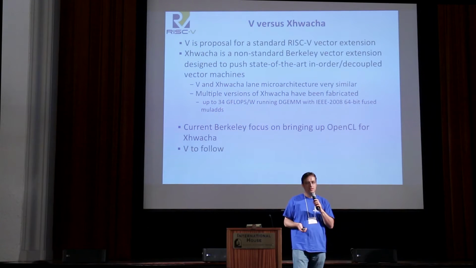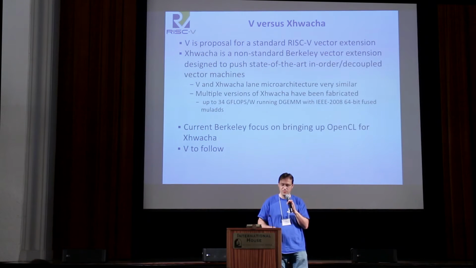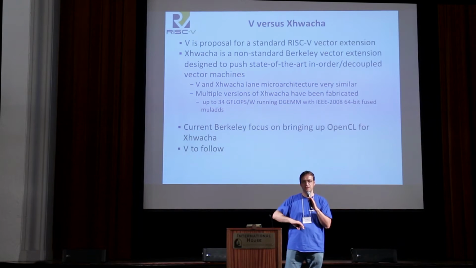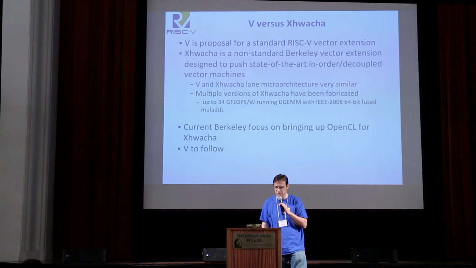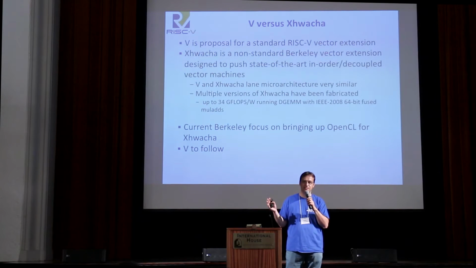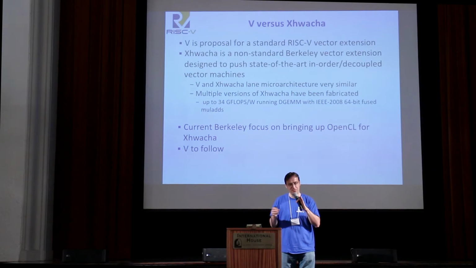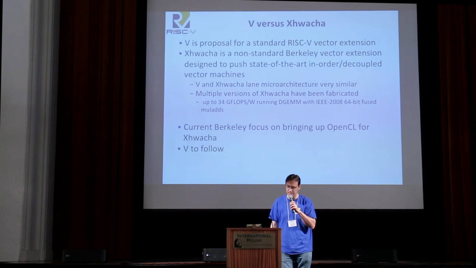Now, we've built a lot of Hwacha machines, and we've done a lot of the RTL design for things like this mixed precision support, so we kind of know how it all works. The lane microarchitecture is very similar. A lot of the differences are in how you fetch, decode and issue instructions. We fabricated things, so for example, running DGEMM, actually running the code with fused adds in 64-bit floating point, we're up to 34 gigaflops per watt, which is, I think, a lot higher than any other commercial chips out there. We're focusing right now on bringing up OpenCL for Hwacha. And the V proposal is still kind of tentative. We're still working on this in the background.